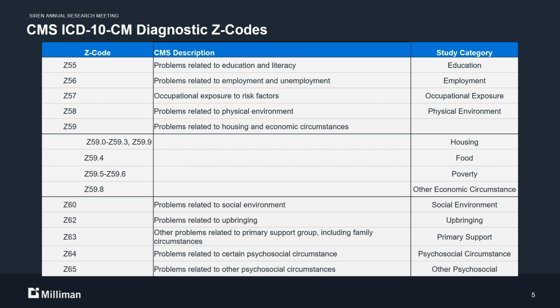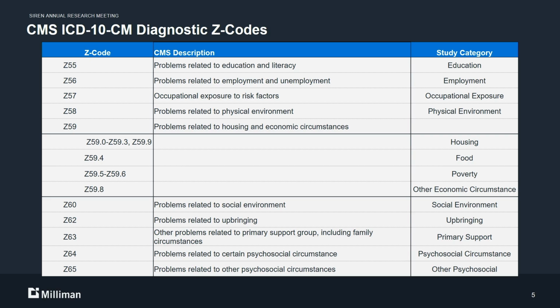Generally, we stuck with using the 3-digit Z code, which for each of these rows has many codes under them. The one exception is that we broke out Z59 into a couple of other categories because it really lumped together many of the 5 standard domains of health-related social needs or social determinants of health screening that are being conducted in clinical settings. So we wanted to be able to look at those in particular.